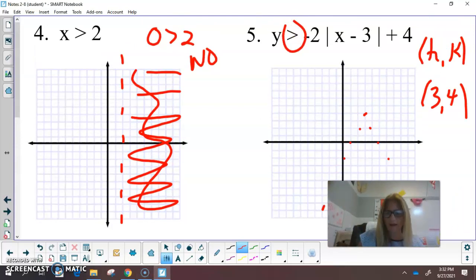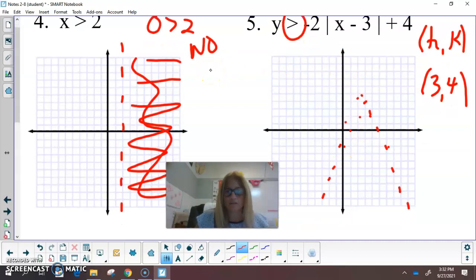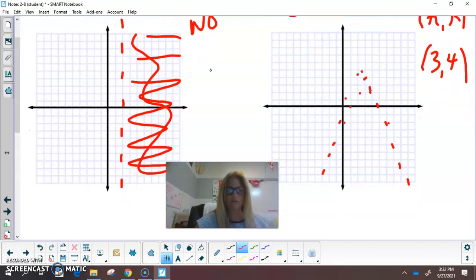Let me move myself out of the way. Now, is it in or out of the V? Is it in the V or is it out of the V? So let's check. We're going to pick any point. Let's pick 0, 0 because it looks like it goes through 0, 0, but it really doesn't. Let's fill in 0, 0. Now it's going to get a little tricky because you have to solve it. So we have 0 is greater than -2 times the absolute value of 0 minus 3 plus 4.